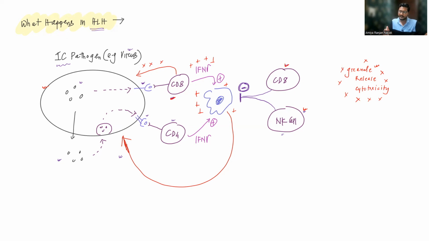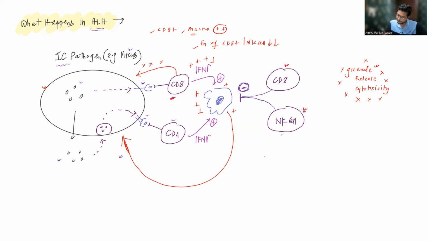So in this condition, what happens? The CD8 plus T lymphocytes and macrophages are activated. I have told you the CD8 plus T cells are activated, but they are not functional. So the functionality of CD8 plus cells and NK cells is reduced, but CD8 plus T cells are activated, and also macrophages are activated. So this is the basic concept behind HLH that you have to understand.